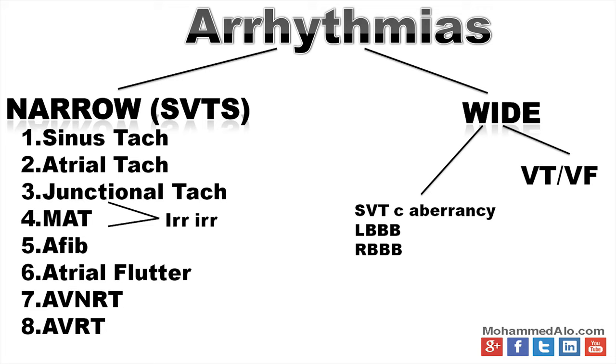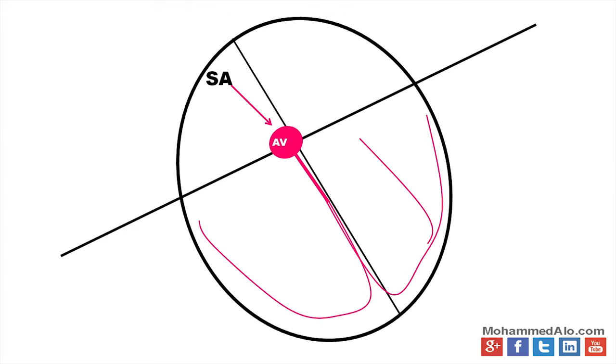go through there. So this is your basic heart, and this is your SA node up there firing down to your AV node, going down the bundle of His, then going down to the right side, which is a single branch, and then to the left side where there's two branches. There's the left anterior fascicle. The word fascicle just means branch, or the left posterior fascicle, which also means branch.